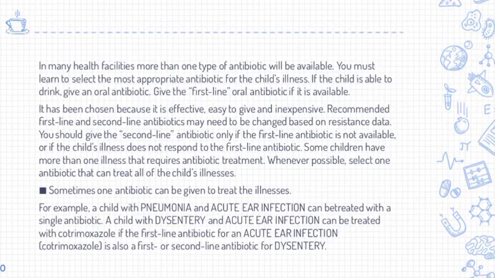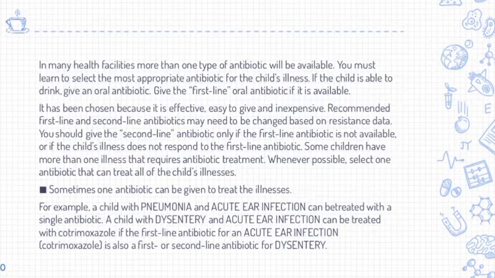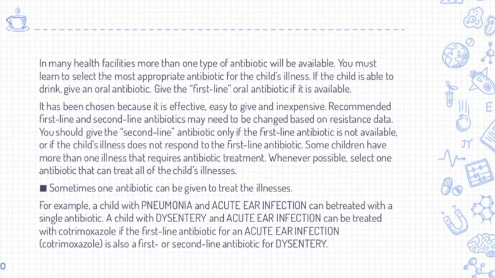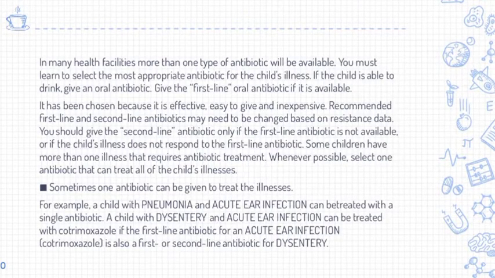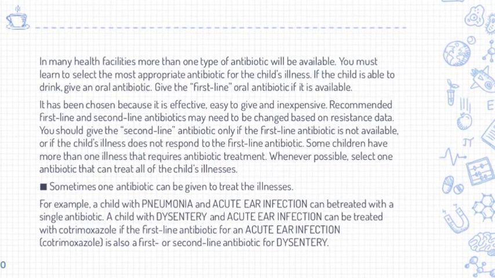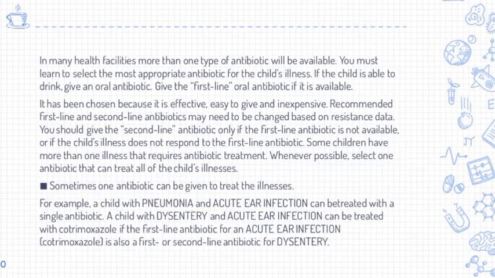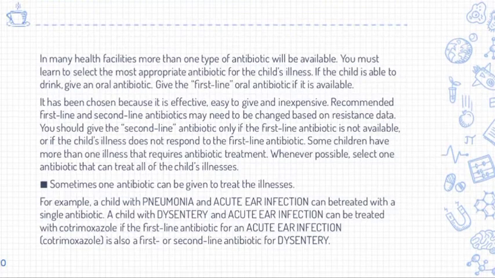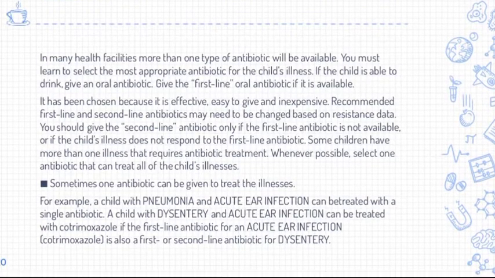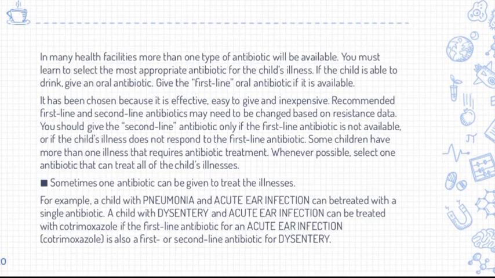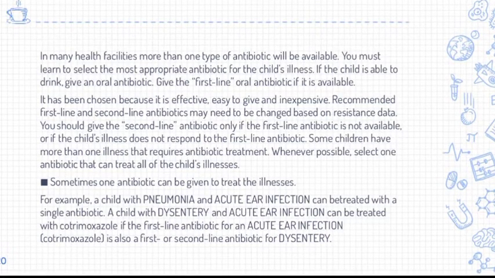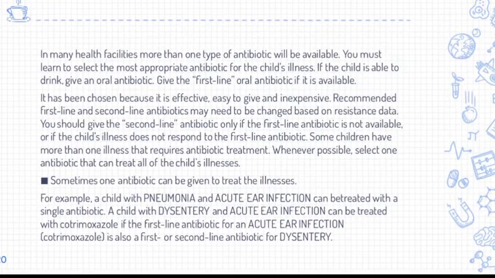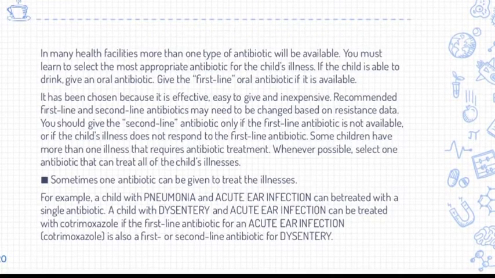The first line antibiotic has been chosen because it is effective, easy to give, and inexpensive. Recommended first line and second line antibiotics may need to be changed based on resistance data. So if you see that the infection is not cured by the oral antibiotic you gave, you need to change it. You should give the second line antibiotic only if the first line antibiotic is not available or if the child's illness does not respond to the first line antibiotic.